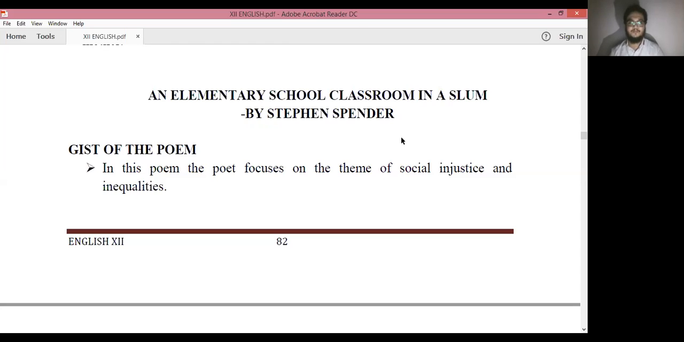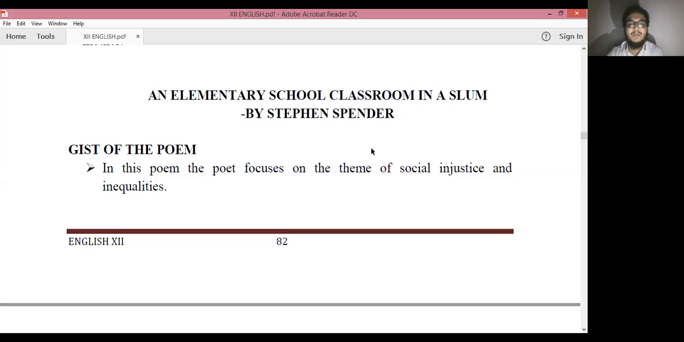So let me begin. Stephen Spender, I've already shared it, is giving a personal view in a professional way. The personal view is what he has personally experienced and observed, and the general theme adapted by the poet is social injustice and inequalities.